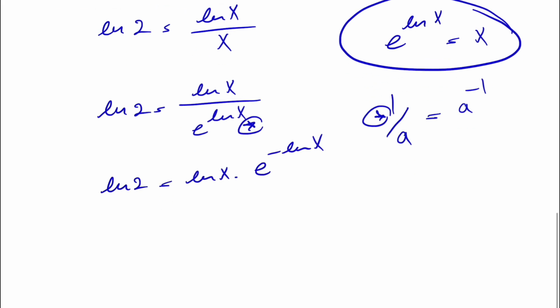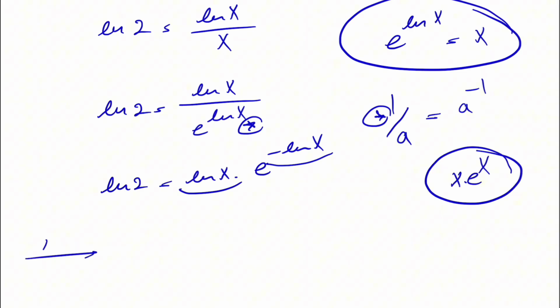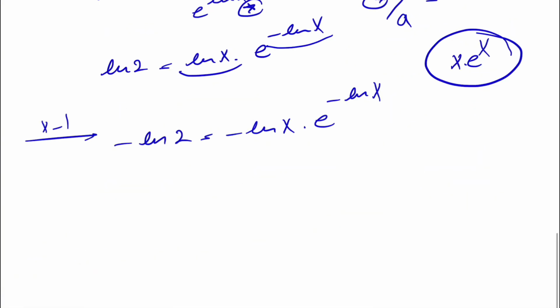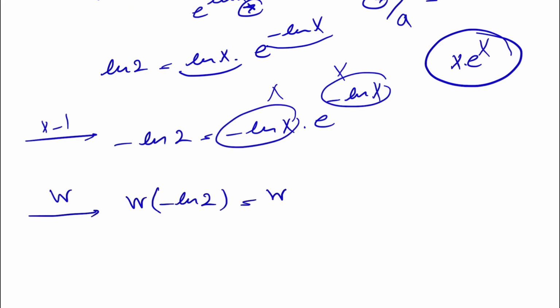This is getting interesting because now we have this expression of our x in here, and all we're missing is a minus 1 in order to build that x times e to the x. So we're just going to multiply this by minus 1. So minus ln of 2 is equal to minus ln of x times e to the minus ln of x. Now we can apply the Lambert W function. On each side we get the Lambert W function of minus ln of 2 is equal to the W function of minus ln of x times e to the minus ln of x.